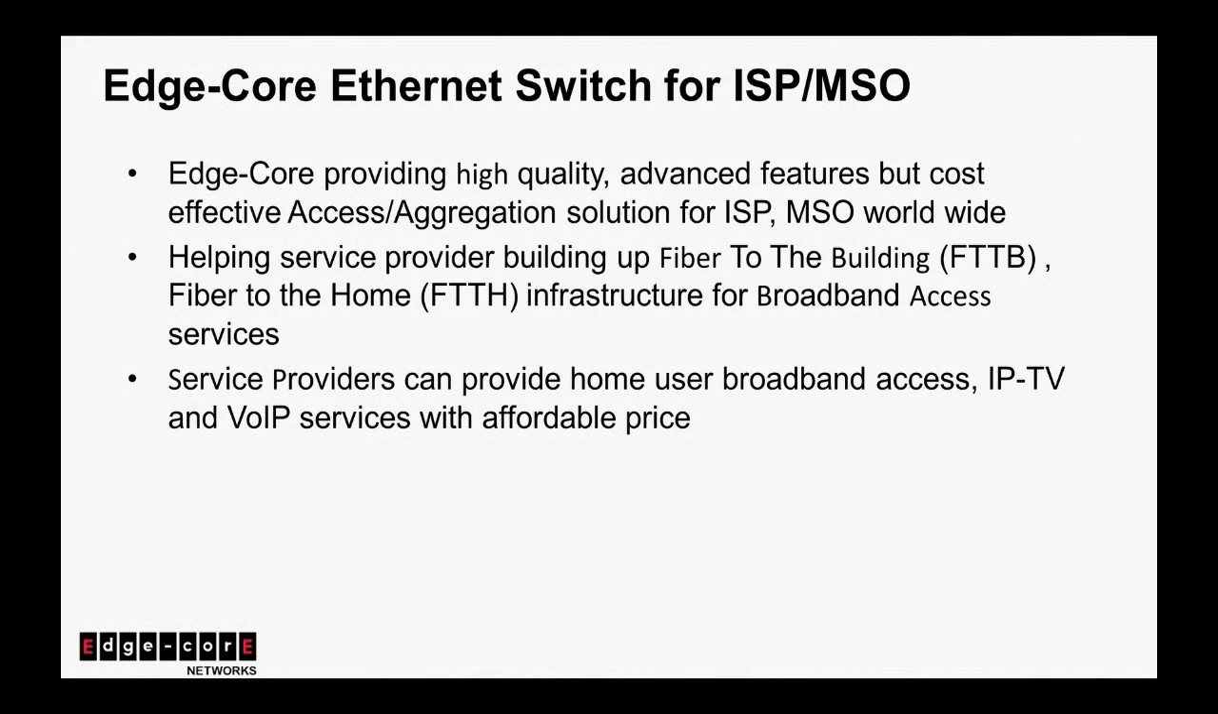For the ISP and MSO, Edgecore provides high-quality advanced feature but cost-effective access and aggregation switches. So the ISP and MSO can build up the fiber to the building or fiber to the home infrastructure very quickly. And then they can provide the broadband access services like the internet access, IPTV services, and also the VoIP services.